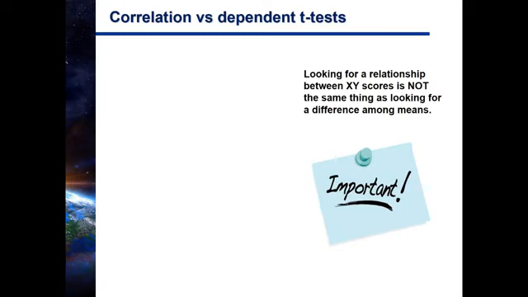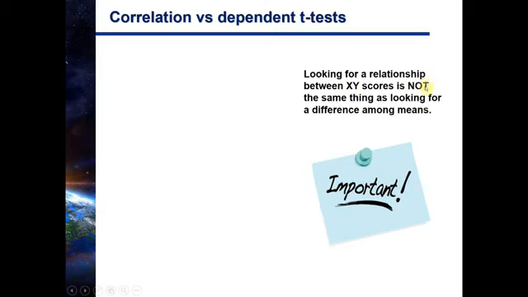So one of the first confusions is that a lot of people confuse correlation with dependent t-tests, right? And so what you need to understand here is that when you are using correlation, you're looking for a relationship between the scores, right? So you have two variables, and you want to know if those two variables, X and Y, are correlated. So when scores change on X, what happens to the scores on Y? If scores on Y change in a predictable way with changes in X, then you can say that there is a relationship there between these two variables.